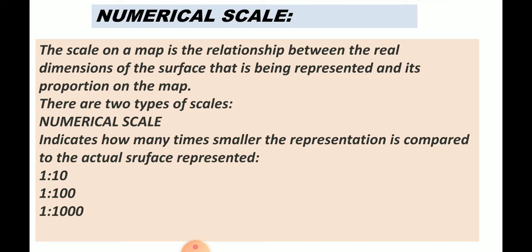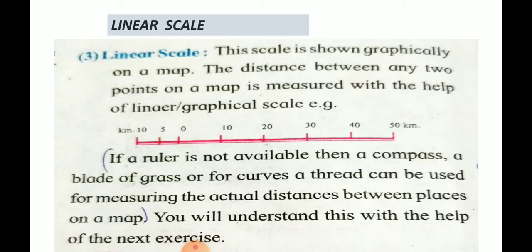If your map is of India, then what will be shown is 1 is to 1000. So that way it will go on telling you about the distance on the paper. On the paper we cannot show 1000 kilometers, so naturally we have to show 1 centimeter.